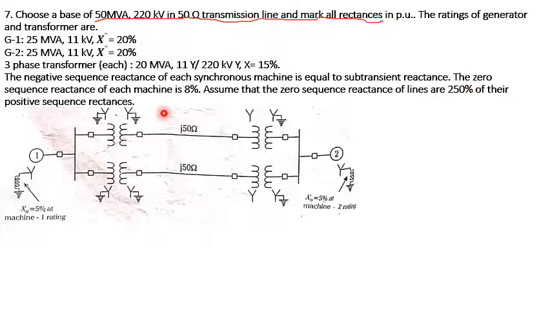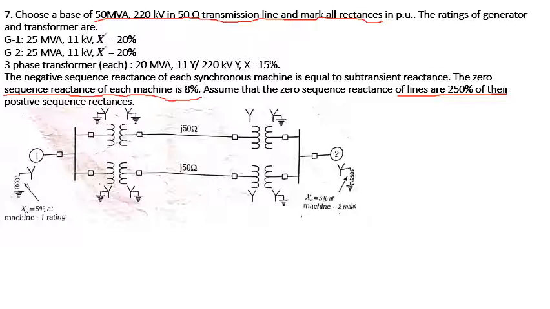And the zero sequence reactance of each machine is 8 percent. This is very important. Zero sequence reactance of each machine is 8 percent. Assume that the zero sequence reactance of the line is 250 percent of its positive sequence reactance.